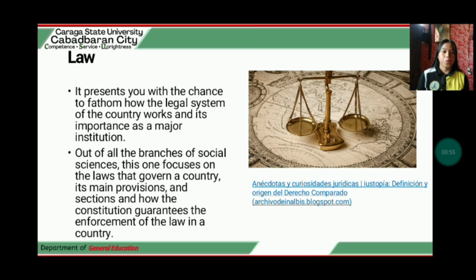Law. It presents you with a chance to get at home how the legal system of the country works and its importance as a major institution. Out of all branches of social science, this one focuses on the laws that govern a country, its main provisions and sections, and how the Constitution guarantees the enforcement of the law in a country. Law is concerned with the control and regulation of human conduct and promulgation of rules to guide behavior in socially beneficial ways.